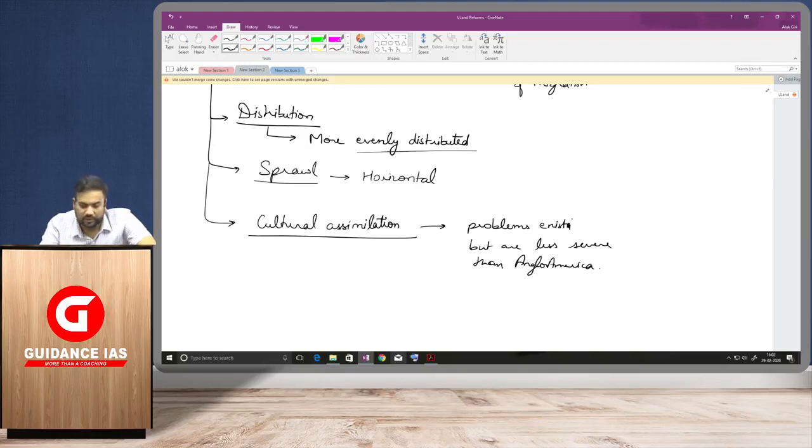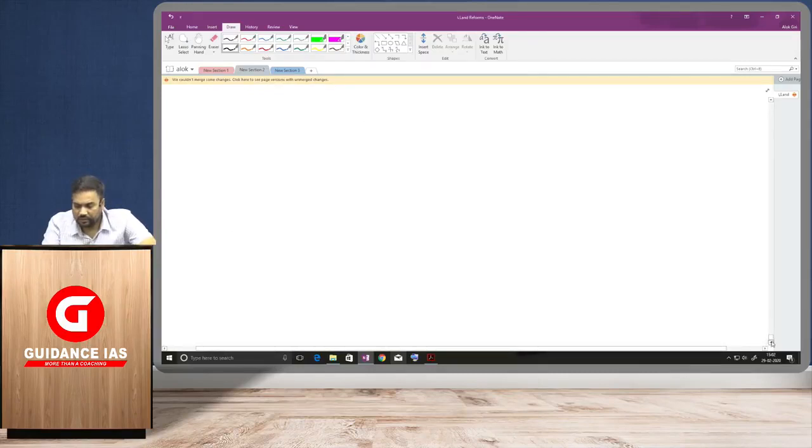Assimilation here also is what? A problem. Okay? So it is not free, but the problem is less severe than in the case of North America. So this is the case of European urbanization. Now let us talk about the third, Oceania.